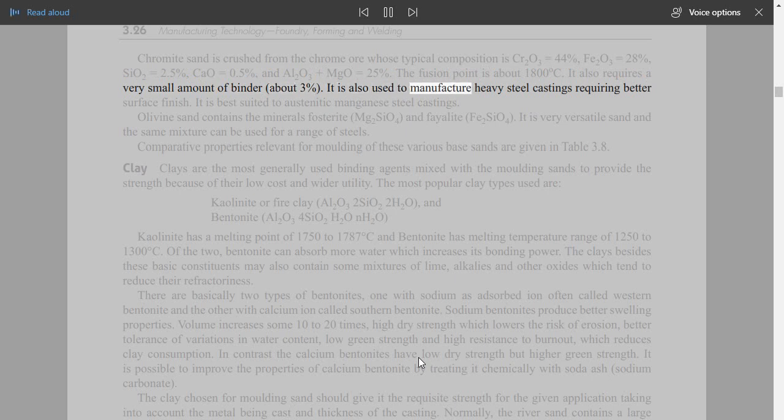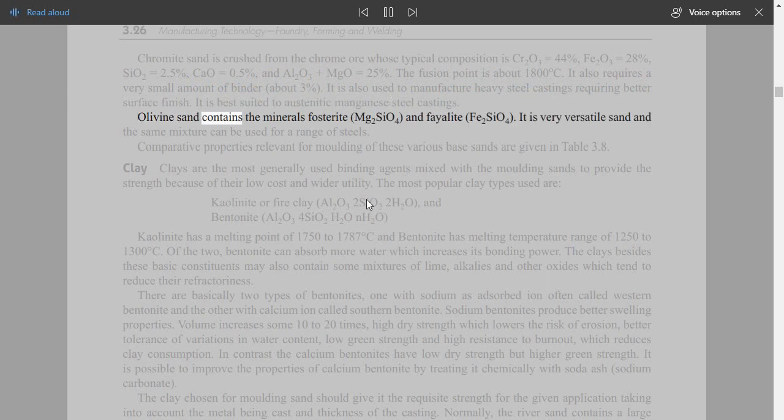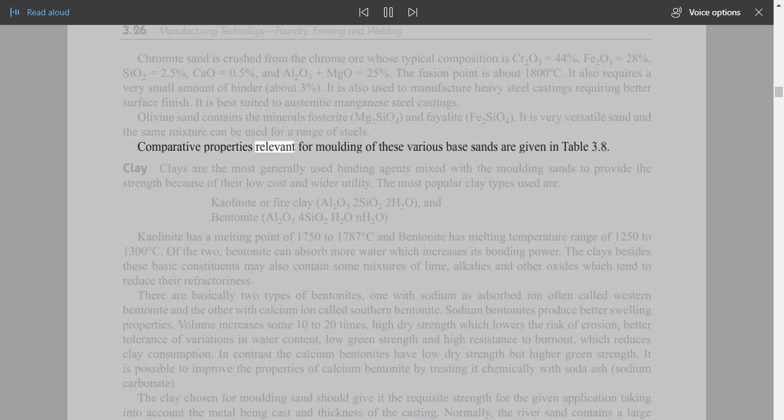It is also used to manufacture heavy steel castings requiring better surface finish. It is best suited to austenitic manganese steel castings. Olivine sand contains the minerals forsterite, Mg2SiO4, and fayalite, Fe2SiO4. It is very versatile sand and the same mixture can be used for a range of steels. Comparative properties relevant for molding of these various base sands are given in the table.